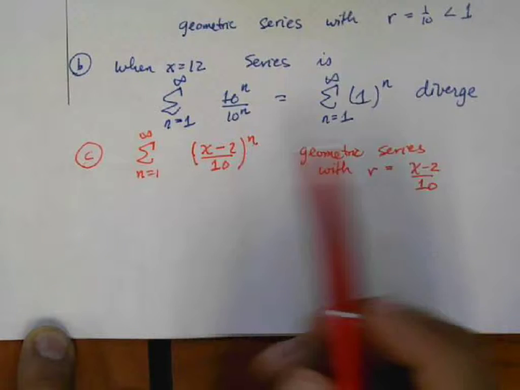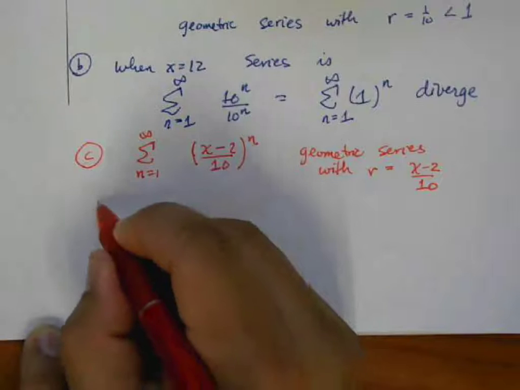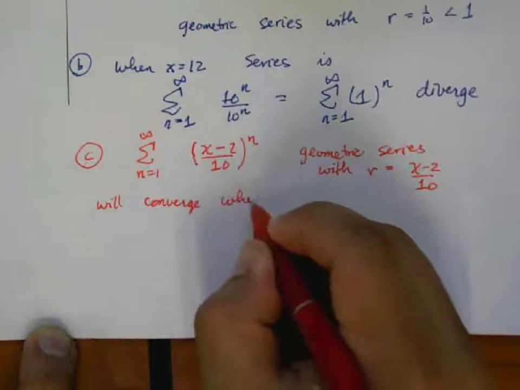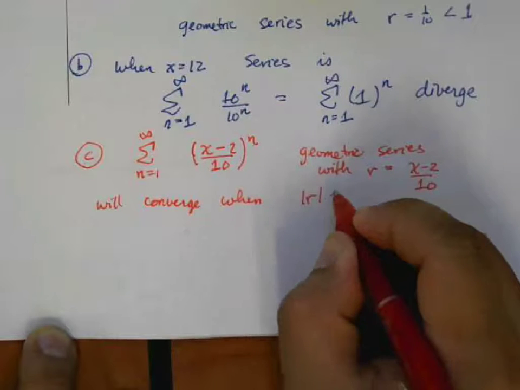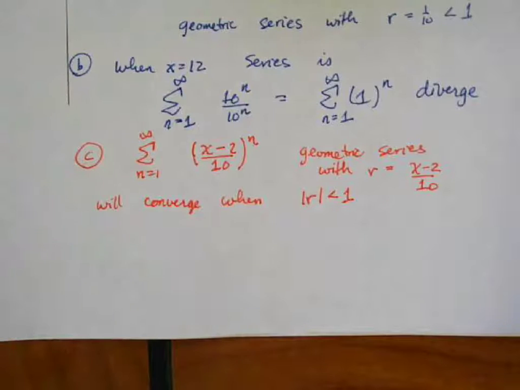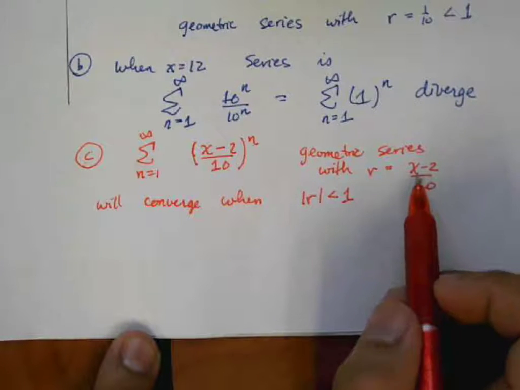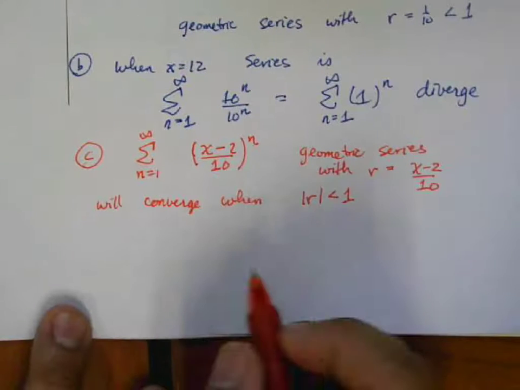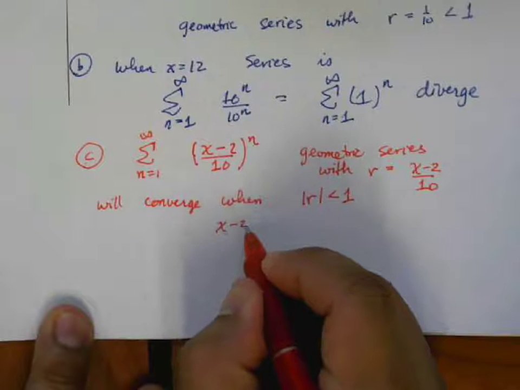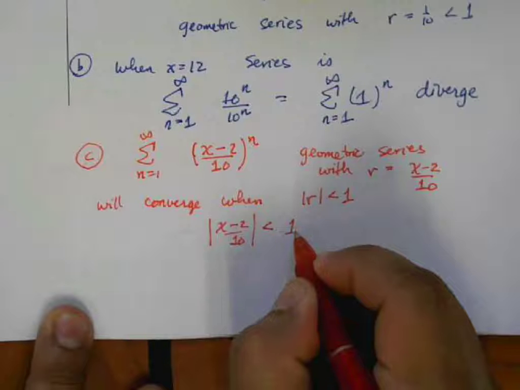Now we know for a fact that a geometric series will converge only when the absolute value of r is less than 1. Or at least, well, maybe in this case it may be convergent if x is equal to 0, but not necessarily if r is equal to 0. Okay, so we can just simply make a substitution here. The absolute value of x minus 2 over 10 is less than 1, and we're going to solve for x.